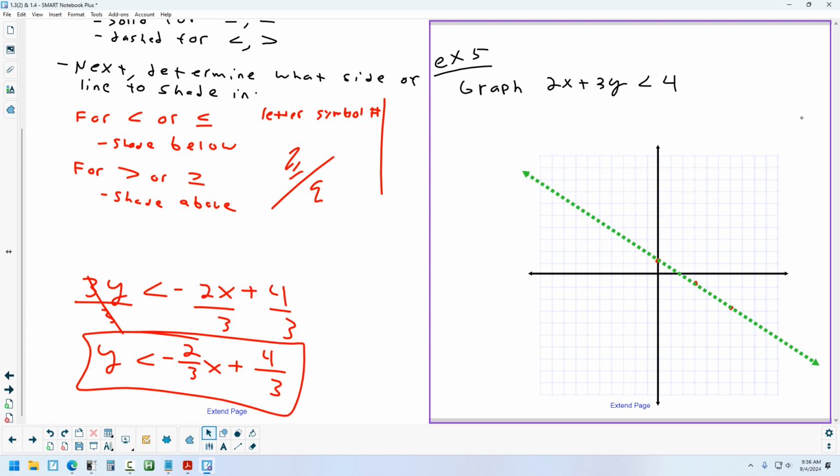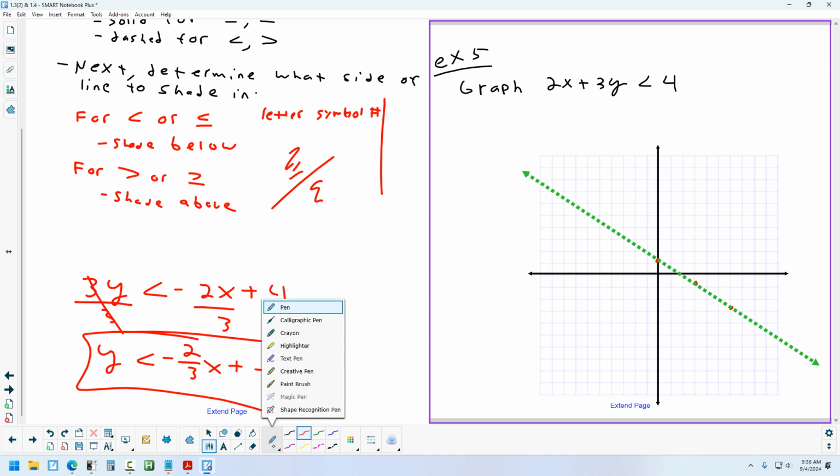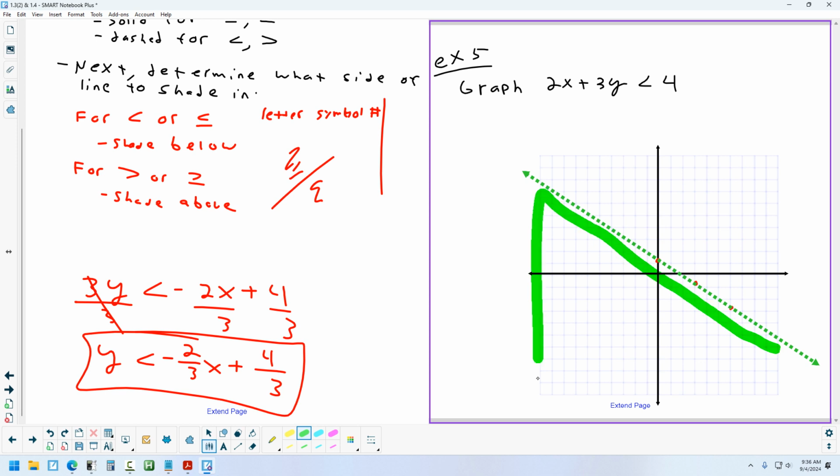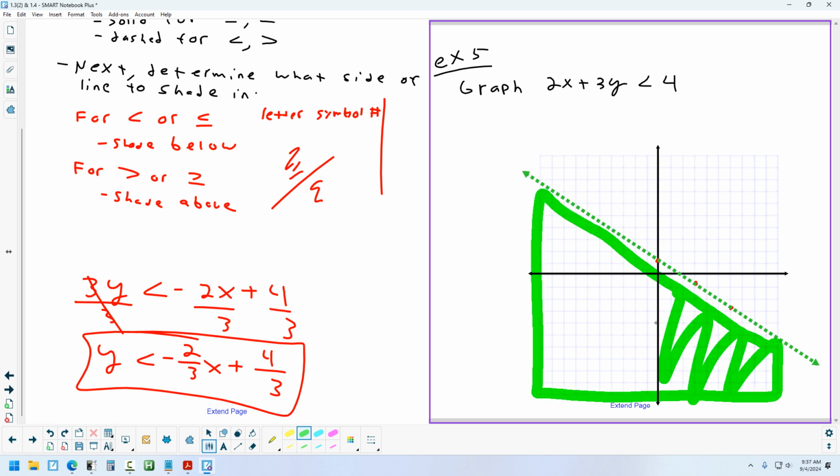One more thing I have to do. When I'm graphing an inequality, what's the last step? Yep. And where are we going to shade this time? Shading above or below? Below. Yeah. How come? Right. It's a less than. Yep. So you shade everything that's under that line.